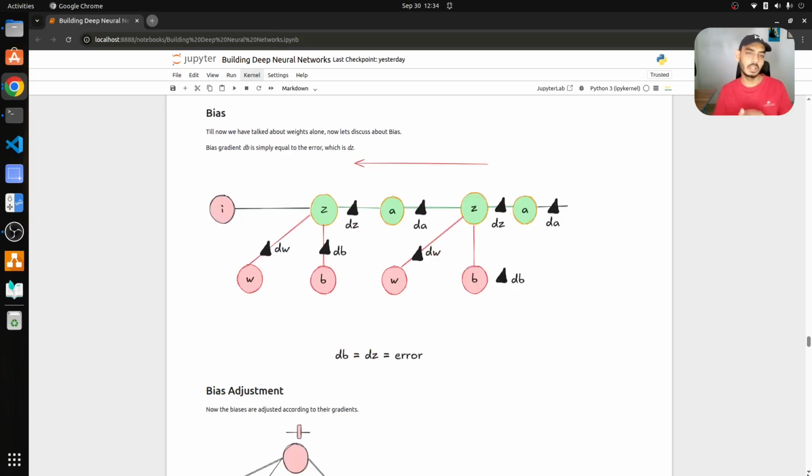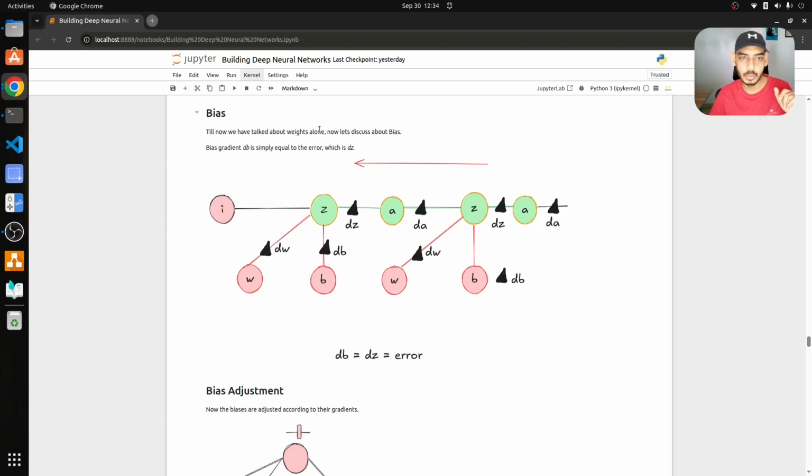Now let's talk about bias. Till now we have seen how to update the weights, so now we just have to update the bias. Across each neuron we have one bias. So we have three neurons, so we'll have three biases there, and also at the output layer we have one neuron. We have to update there as well.